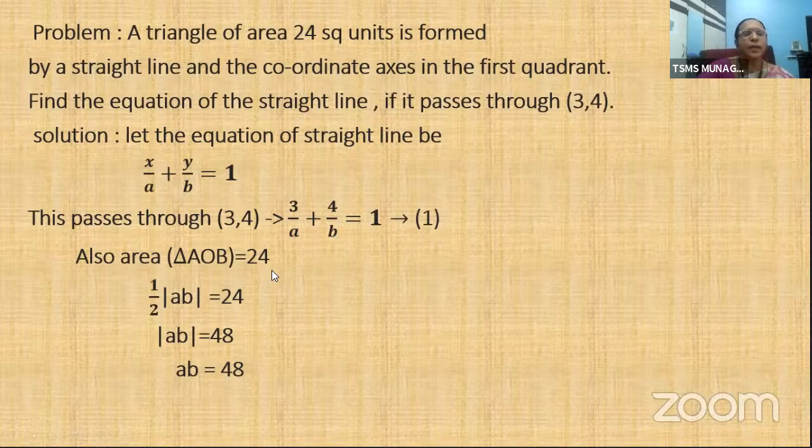Now the area of triangle AOB is 24, which is given in the hypothesis. You know it is half base into height, and the intercepts become the base and height here. So it is half modulus AB, which is 24, and so modulus AB is 24 into 2, 48. AB is 48. I'm not taking plus or minus 48, because it lies in the first quadrant where both a and b will be positive.